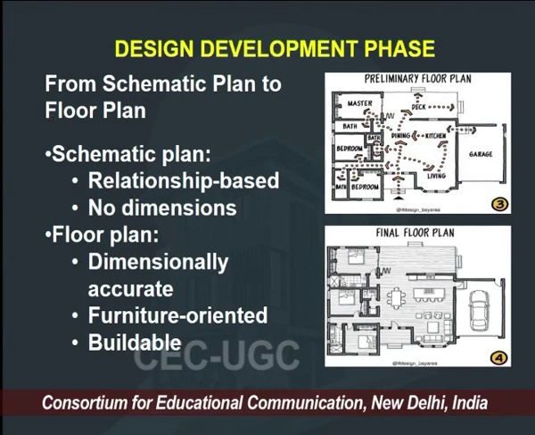So how is it done? First we need to again revise that a schematic plan is basically a relationship based plan. It doesn't have any dimension, it just gives you an understanding of spaces and how they are connected with each other. A floor plan, however, is dimensionally accurate. It is furniture oriented and is a buildable design solution. Anything that you are placing in the final schematic plan has to be workable, has to be practical. It cannot be something that is whimsical.